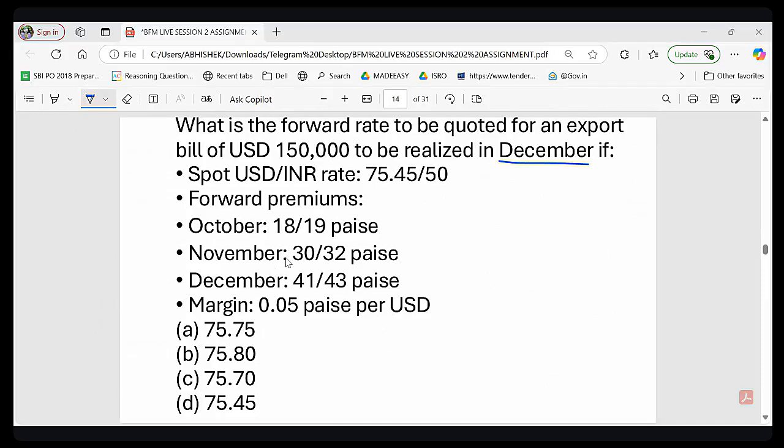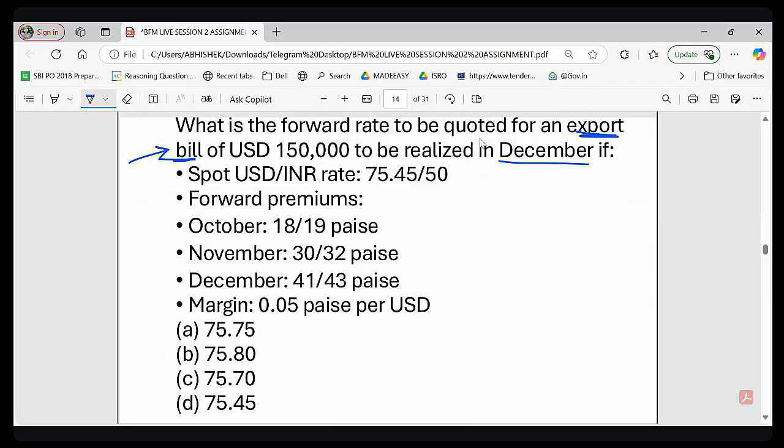So let's understand what this question is talking about. Let's start with the spot rate. What is the spot rate given? 75.45/75.50. These represent the rates at which the bank is buying and selling the dollar. Now the question says export bill. This is one of the great hints. It is an export bill. So tell me, for an export bill, the bank is buying dollar from you. So which rate should we pick? The lower rate or the higher rate?